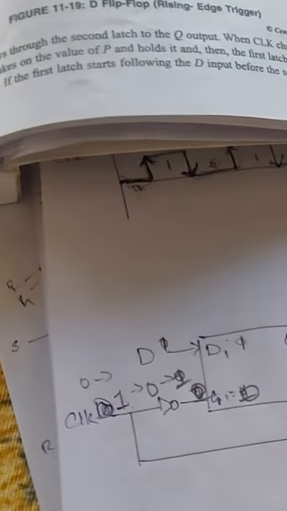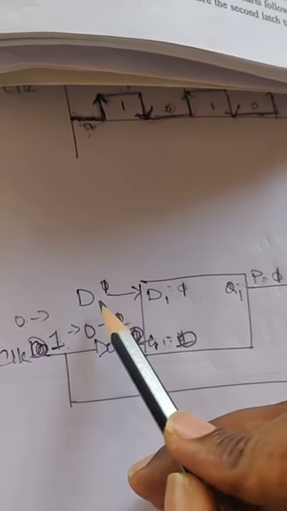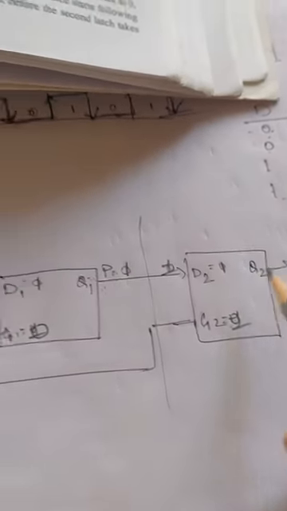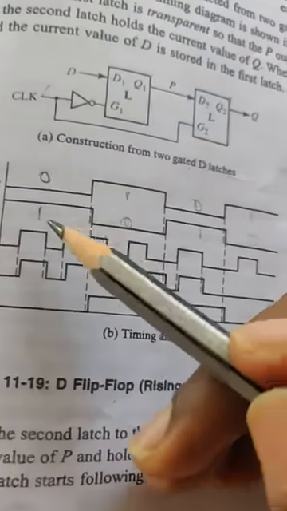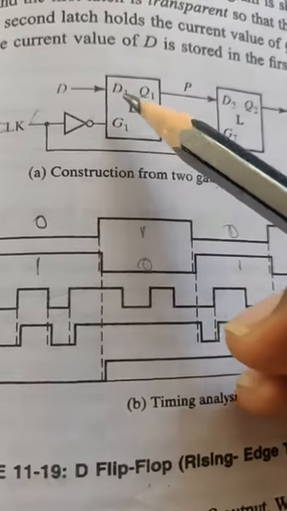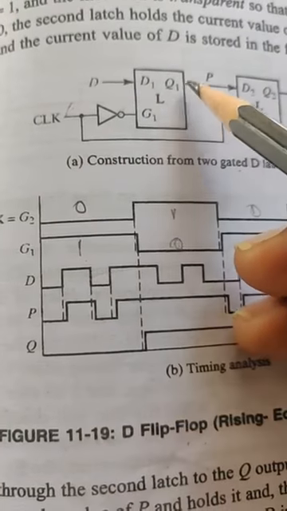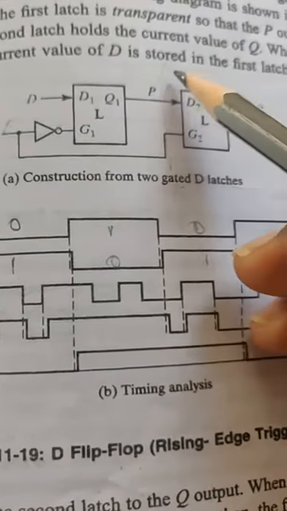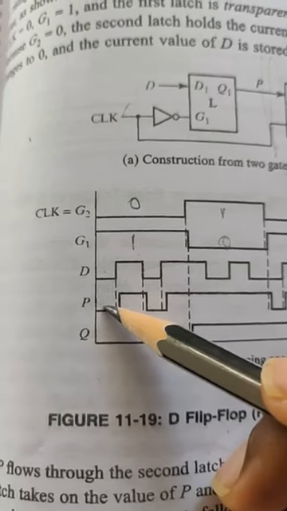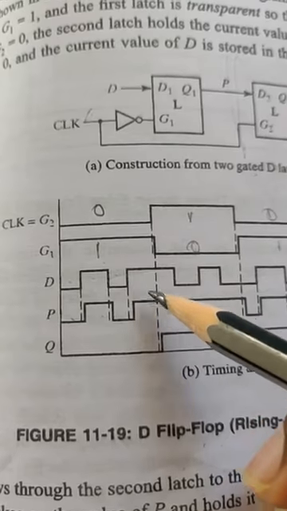So what I told, whenever G1 is 1, latch 1 is active. Whatever input you are going to pass with the D, that will affect only P, not the next, right? The same thing. So right now G2 is 0, which means the second latch is inactive. G1 is 1, so the first latch is active. So whatever input you pass with the D, that will affect only P, not Q. So look at here, D is 0, P is 0. D is 1, P is 1. D is 0, P is 0. D is 1, P is 1.